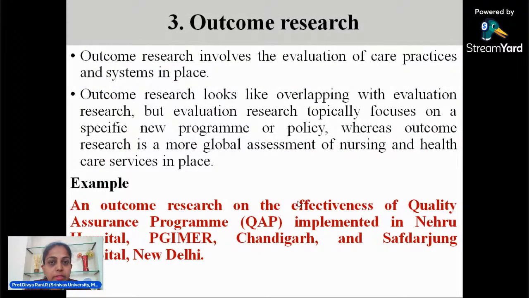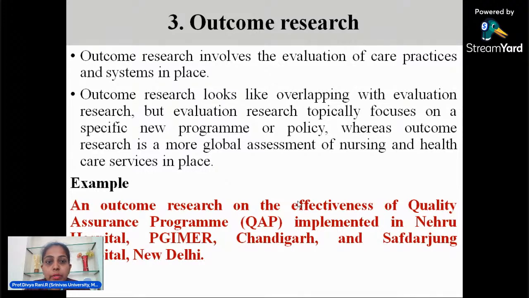Next is the outcome research. You may feel that this is somewhat similar to the evaluative research design, but there is a difference. In evaluative research, you were checking the effect, evaluating the program or policy. But in outcome research, you are going to check the effectiveness of a particular nursing service, nursing care service, or nursing practice. So that becomes outcome research.